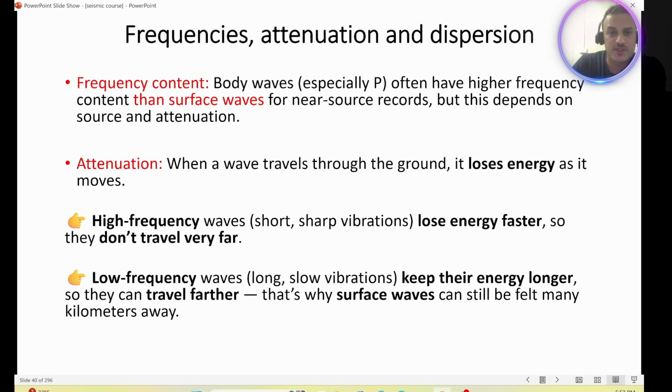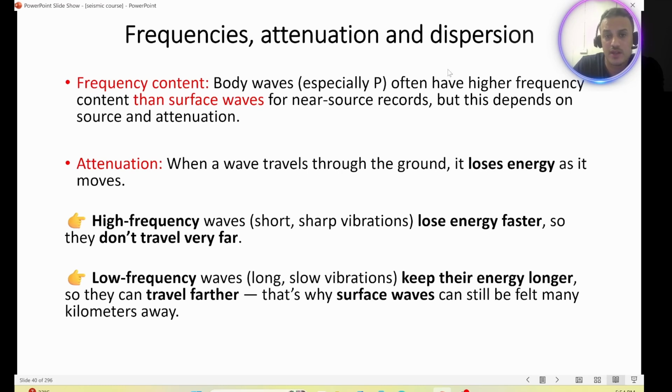We have frequencies, attenuation, and dispersion. For the frequency content, body waves, especially P waves, often have higher frequency content than surface waves for near-source recording. But this depends on the source and on attenuation, the loss of energy. As the wave travels through the ground, it loses its energy. We have high frequency waves and low frequency waves. High frequency waves are very short, sharp vibrations and lose energy very fast.